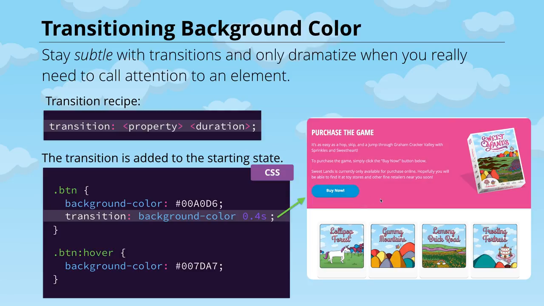to a darker blue. It's a good idea to stay subtle with transitions and only dramatize when you really need to call attention to an element. And even then, be wary of super crazy transitions. The fastest transition easily seen by the human eye is 0.256 seconds. So anything a lot faster than that might not be noticeable.